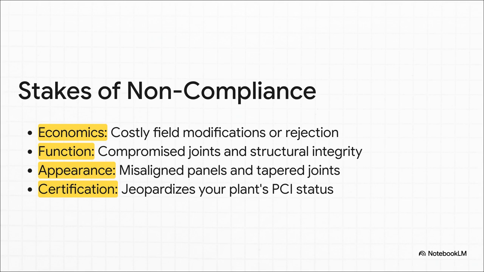Being out of tolerance is never a small thing. From an economic standpoint, it can blow up a project's budget. Functionally, it can mess with connections and even compromise the safety of the structure. Aesthetically, it just looks bad. You get ugly joints and misaligned panels. And for us, professionally, it puts our plant's PCI certification, our badge of quality, at risk.